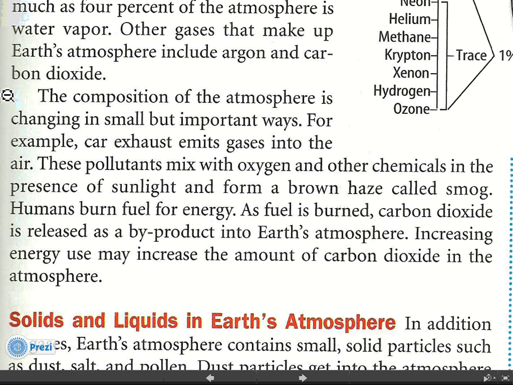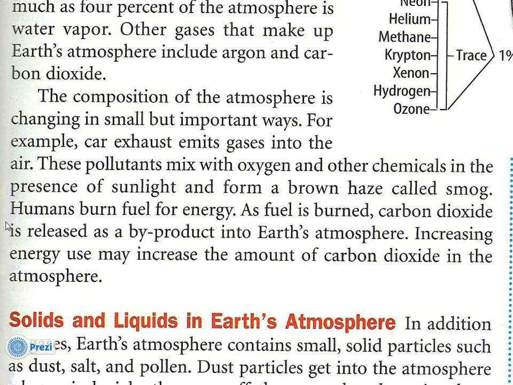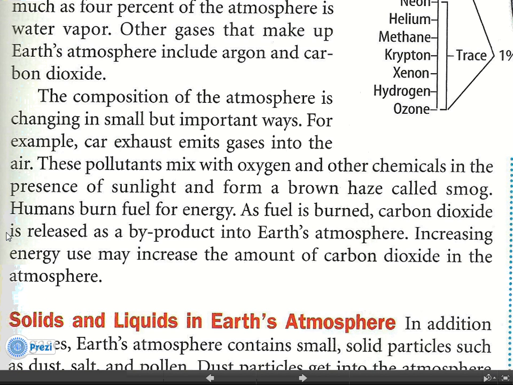The composition of the atmosphere is changing in small but important ways. For example, car exhaust emits gases into the air. These pollutants mix with oxygen and other chemicals in the presence of sunlight and form a brown haze called smog. Humans burn fuel for energy. As fuel is burned, carbon dioxide is released as a byproduct into Earth's atmosphere. Increasing energy use may increase the amount of carbon dioxide in the atmosphere.